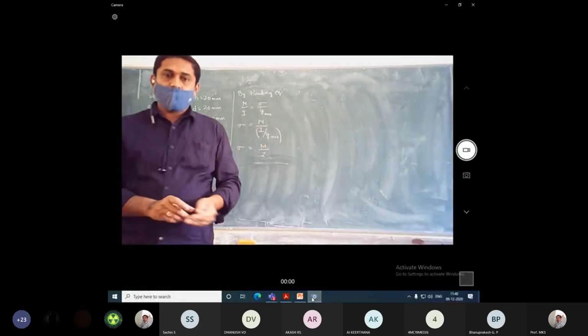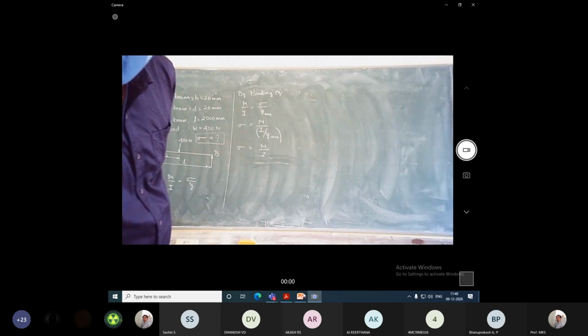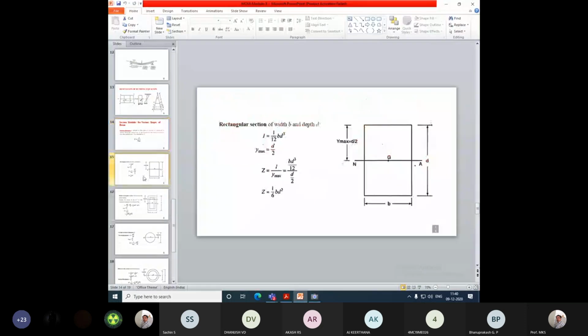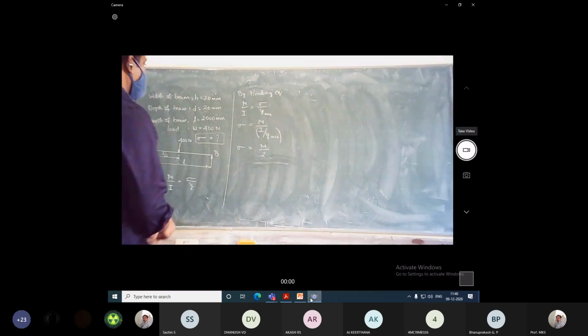Or if you can remember Z, the Z for a rectangular cross section, it is given by BD square by 6. Or you can remember I and Y maximum and divide, you will get Z. Whichever you can do.